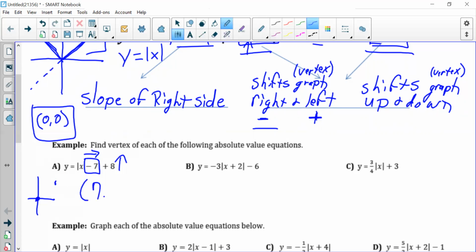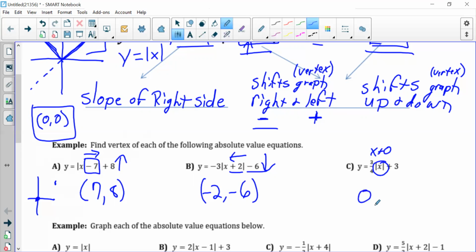It's 7, 8. Similarly, we're just writing the vertex here, so I need to look at my positive 2 and my negative 6. Positive 2 says go left 2, so negative 2, I went left 2, and go down 6. Next, this is just the absolute value of x here, right? So I could say that this is x plus 0. So I didn't shift right or left any, so that's 0. And then I went up 3.